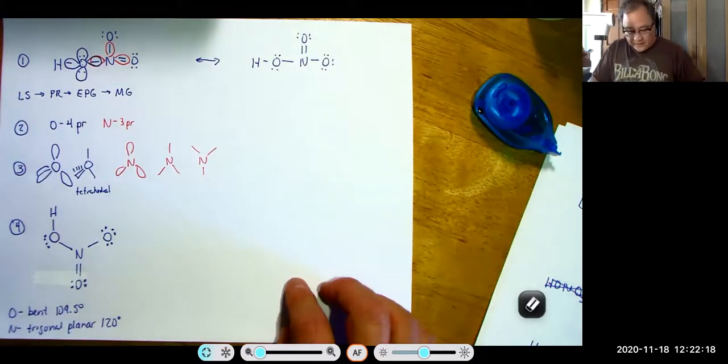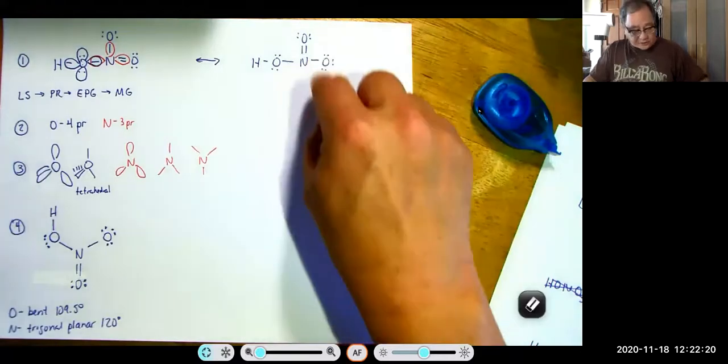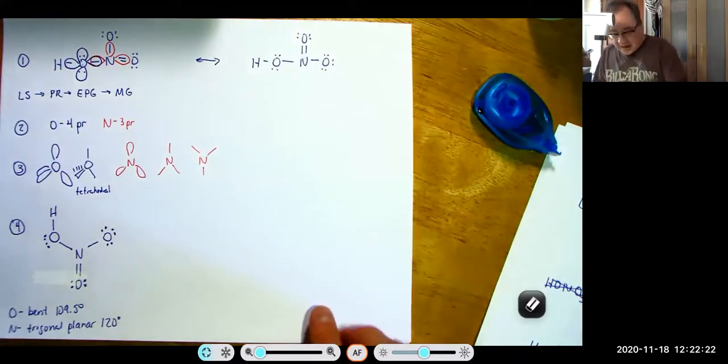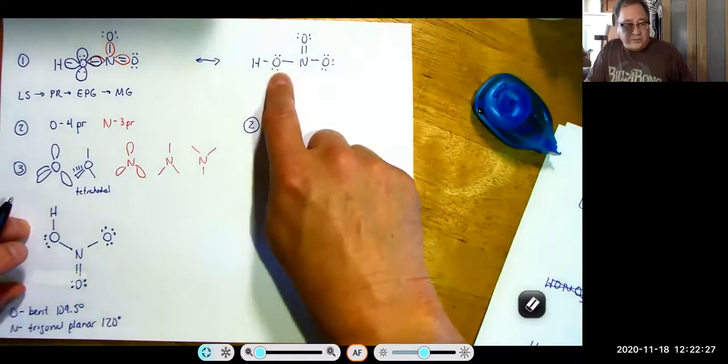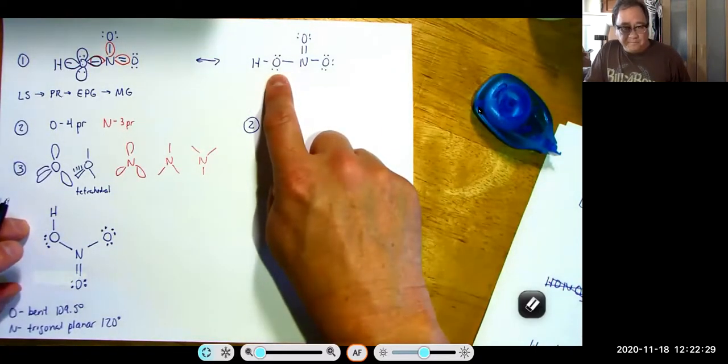Now, let's take a look at this resonance structure. How many pairs on the oxygen? This one right here. 4, right? If you agree, give me a thumbs up.